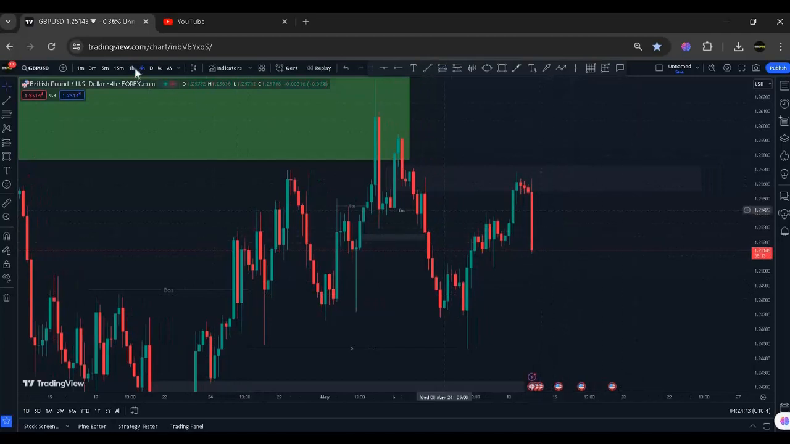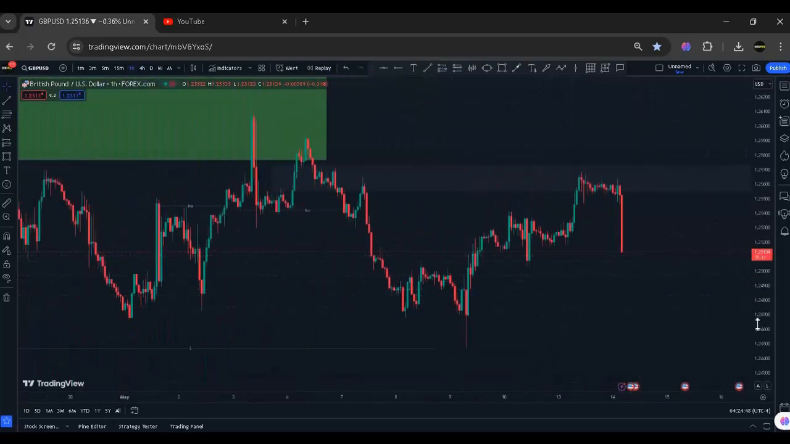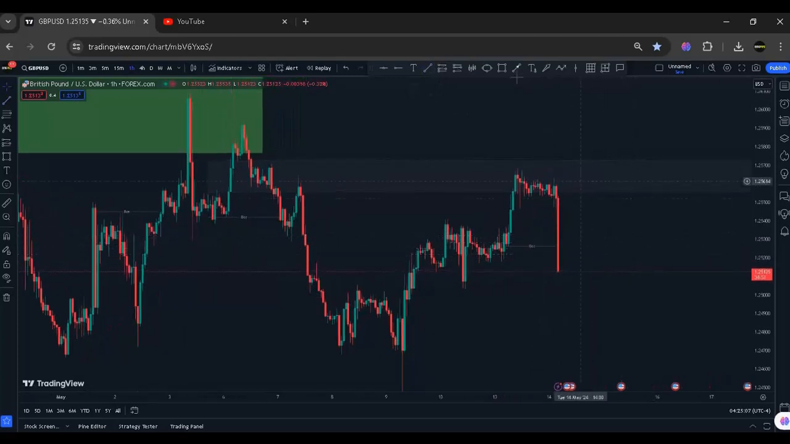back up and mitigated the inverse fair value gap in this order block in here, then it's crashing now, right? So since it's crashing, we go down to the 1 hour and look for a sell, the best place to sell. So I can see we have broken this structure right here, have a break of structure right there, and we have this inverse fair value gap, right?